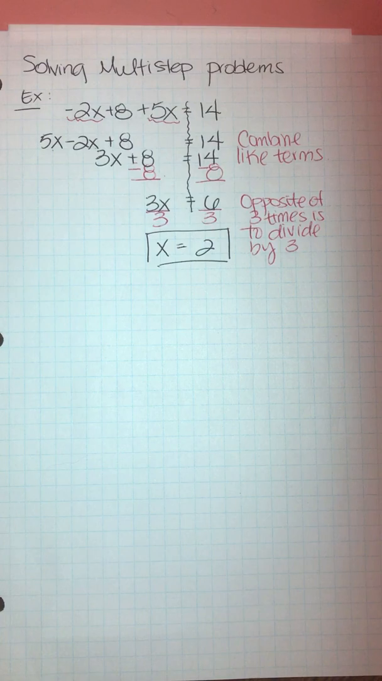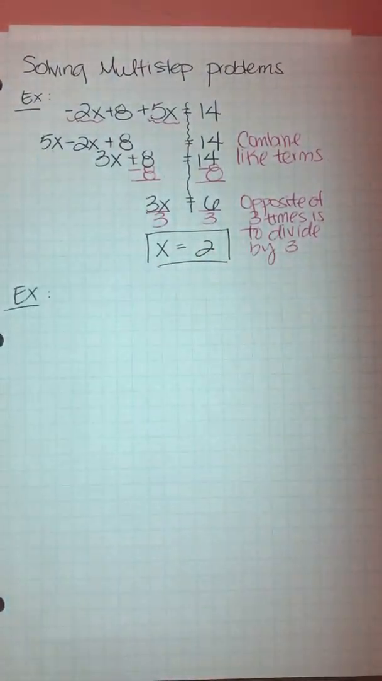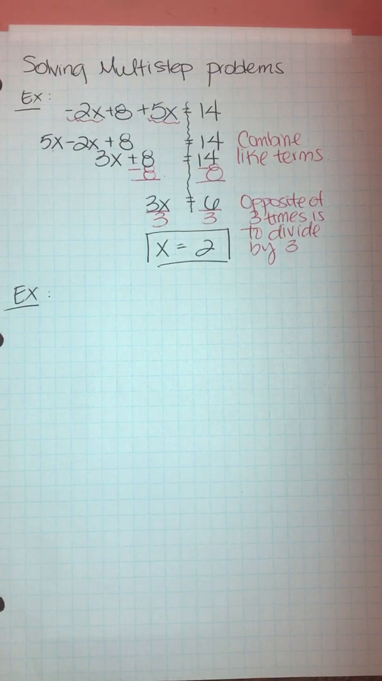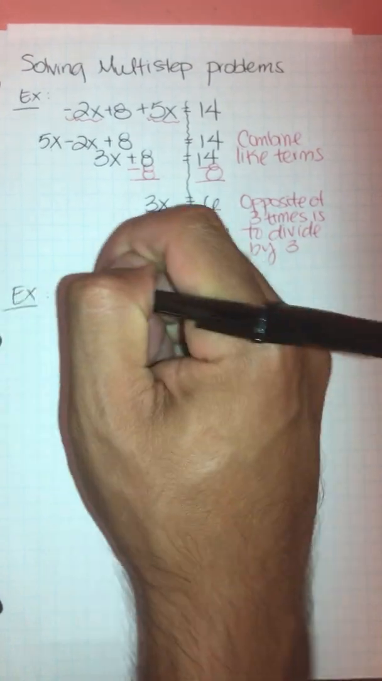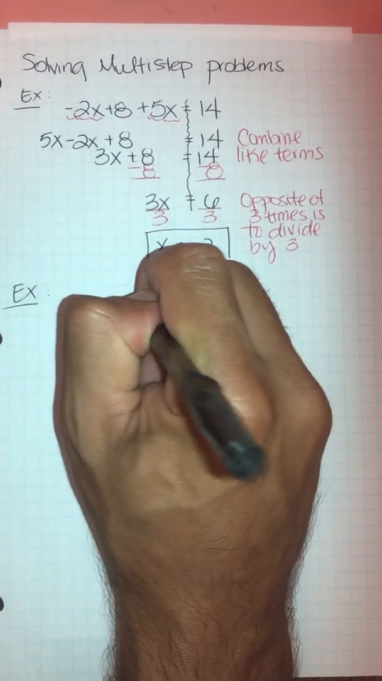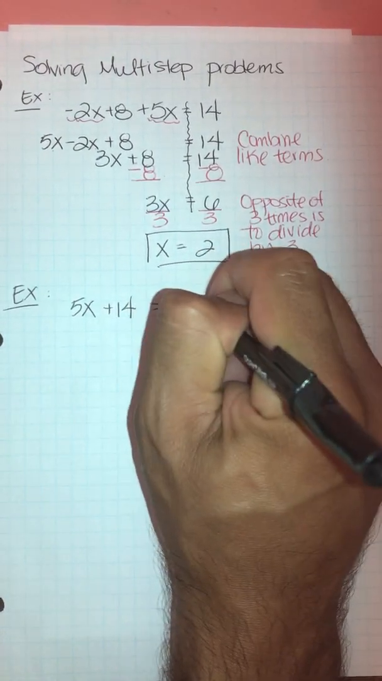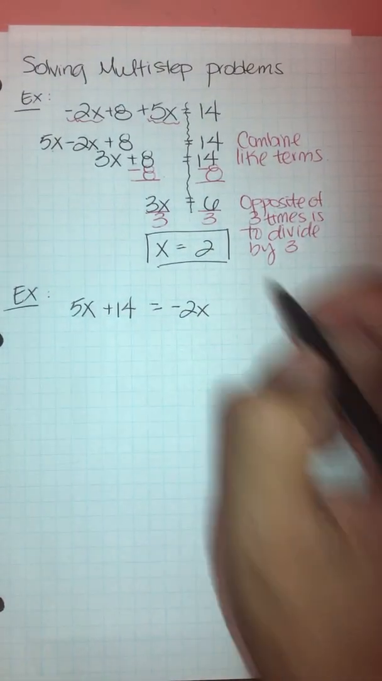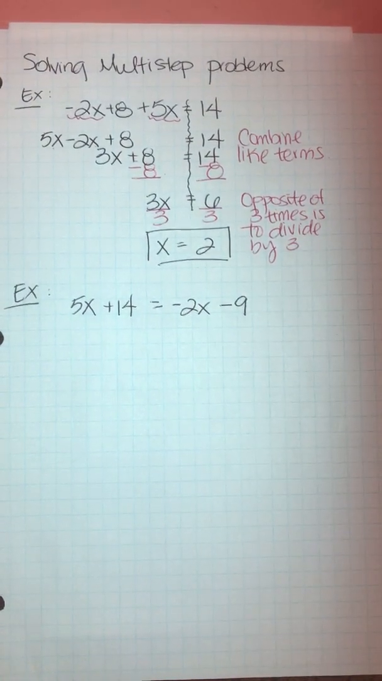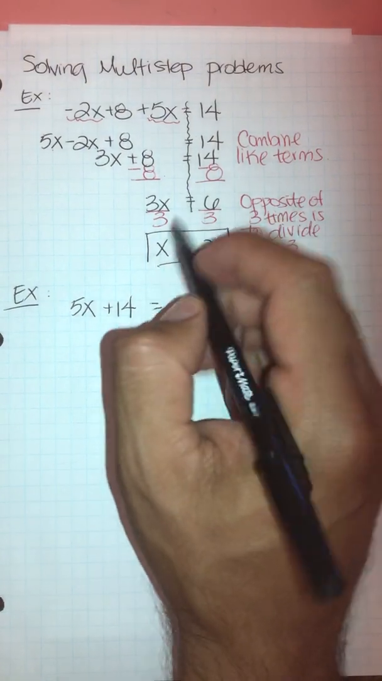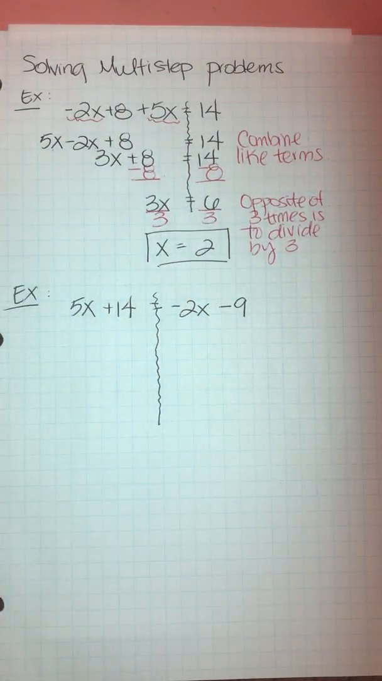Let's look at another example, ladies and gentlemen. What if we have a variable on both sides of the equation? So let's say we have 5x plus 14 equals negative 2x minus 9. Here, ladies and gentlemen, what we notice is that we have, well, let's draw our little line. Helps us out. That way we see the left and the right.